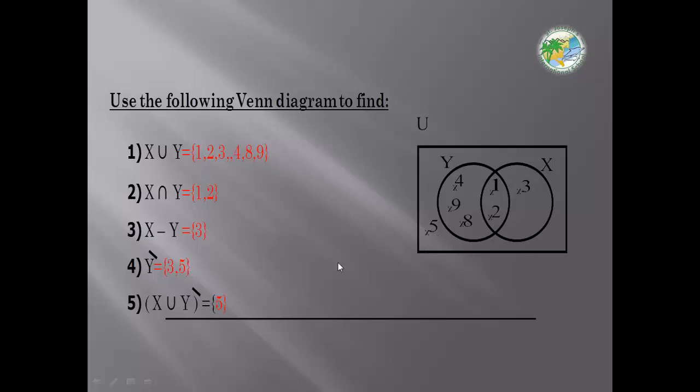Very good. Now (X union Y) complement: we remove X union Y from the diagram, and if we remove X and Y, the remaining element is 5. Okay, excellent.